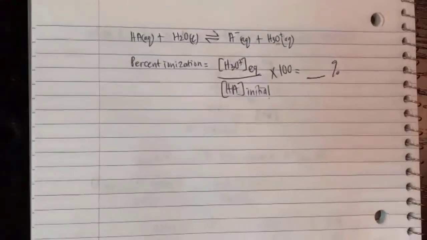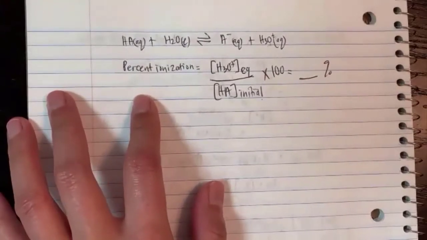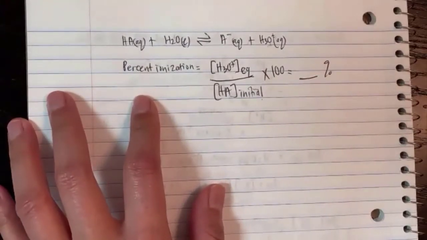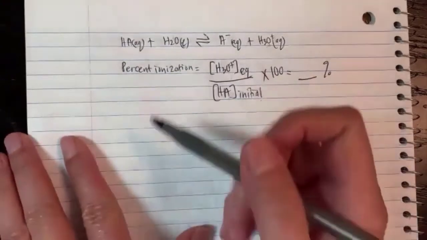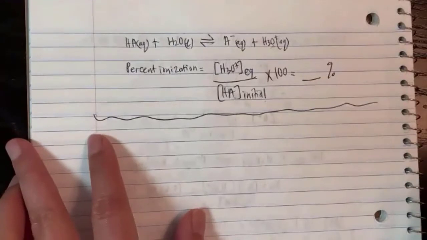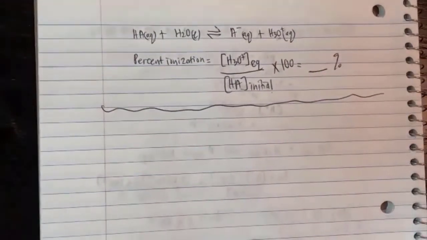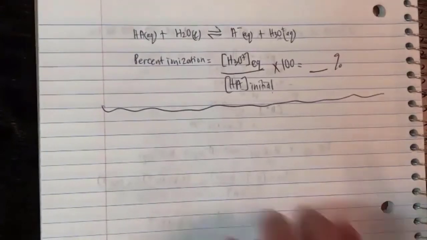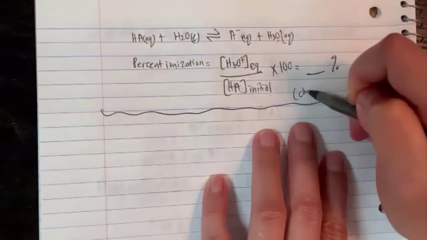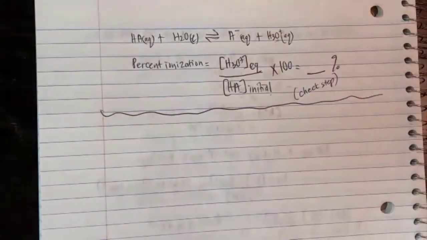All right, so let's go back over here, percent ionization. Now, if you notice, this actually is the same thing as your check step. So I'm going to show you another example here, but instead of asking for the pH, they're asking for percent ionization. And you notice the percent ionization is literally the same thing as the check step. So I'm going to go ahead and write down check step. If you ever forget, it's literally the same as check step.